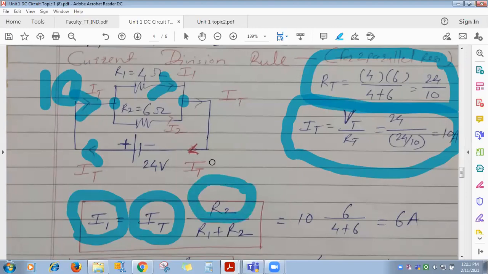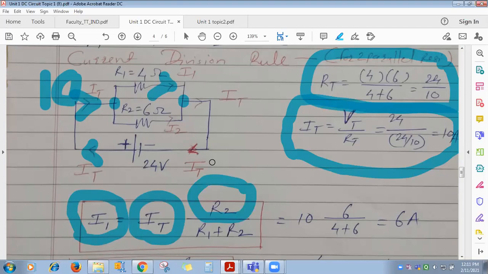In the voltage division rule, which resistance did we use? The one across which you have to find the voltage drop. For V1, in the numerator you will find R1. For V2, in the numerator you will find R2. But here the reverse is the case in the current division rule. What is the difference?